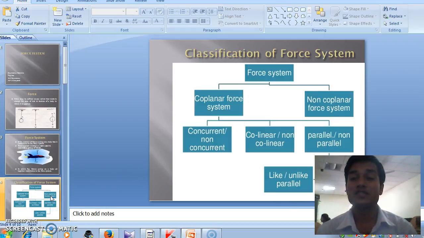Force systems are classified into various types. They are broadly classified into two types: first, a coplanar force system, and second, a non-coplanar force system. The coplanar force system is further classified into three types. The first one is the concurrent force system, the second one is the collinear force system, and the third one is the parallel force system. The parallel force system can be classified into like or unlike parallel forces.